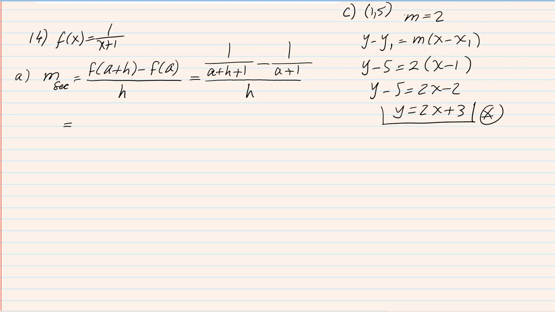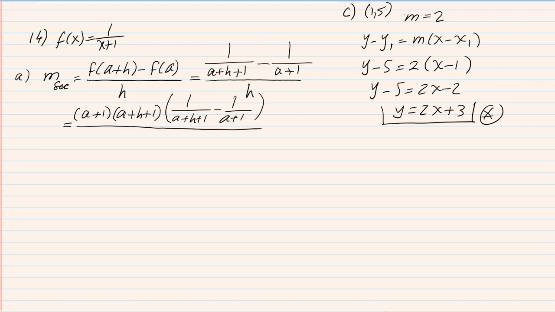Now, we have a complex fraction here, so I'm going to multiply the top and the bottom by the LCD. The LCD is a plus 1 times a plus h plus 1. I'm going to multiply the top, which is 1 over a plus h plus 1 minus 1 over a plus 1, and the bottom, which is simply h times the LCD. This is the easiest way to get rid of complex fractions.